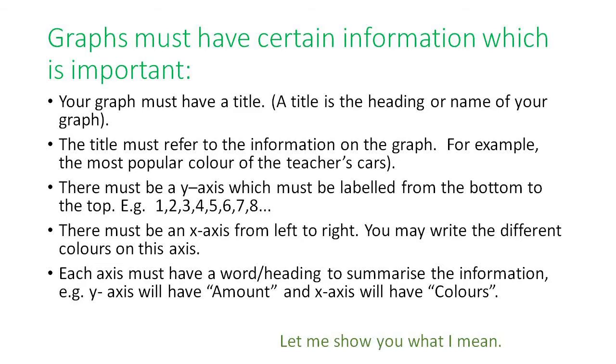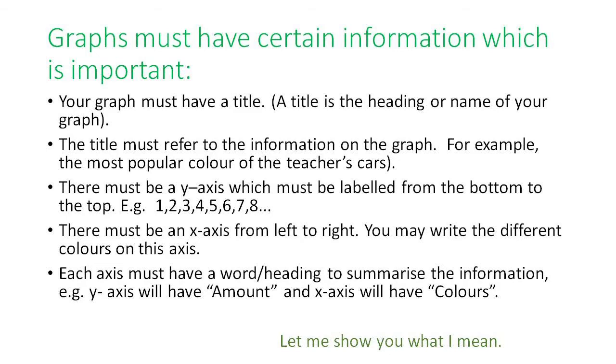So 1, 2, 3, 4, 5, 6, 7, 8, or 2, 4, 6, or 5, 10, 15, 20, or 10, 20, 30. It can be in different intervals, in other words, in different numbers that we're counting in, but it's usually the numbers that are labeled on the side, and that is your y-axis. It's the one going from top to bottom, the vertical one.